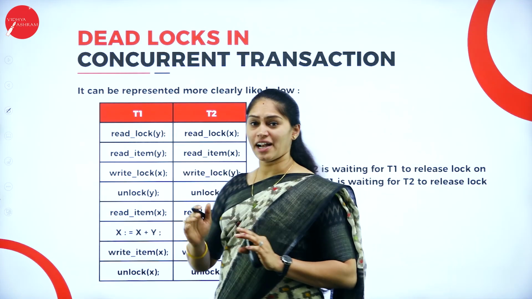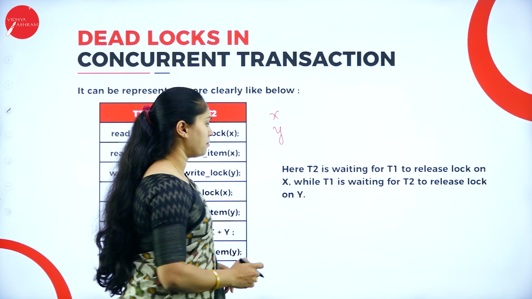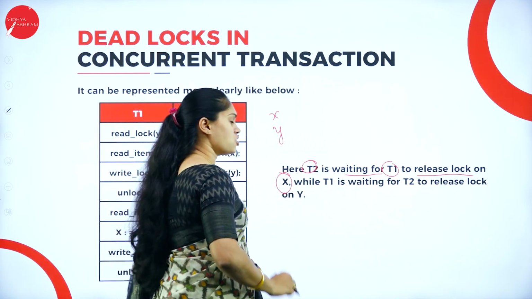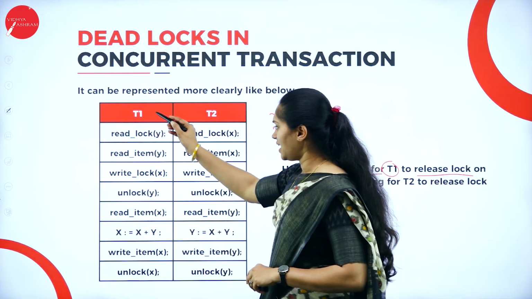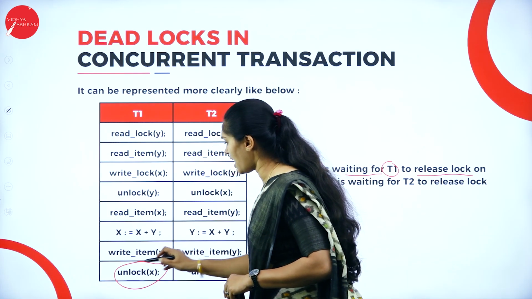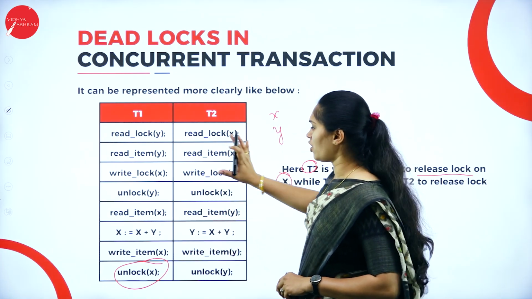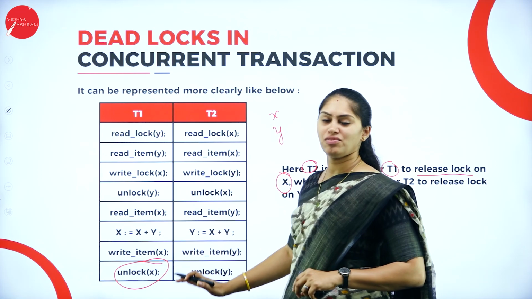So, when it comes to the deadlock situation, at this time T2 is waiting for T1 to release the lock on X. If you see this example, T1 is releasing X at last. So, until that, T2 cannot access the content of X. So, T2 has to wait for some time.